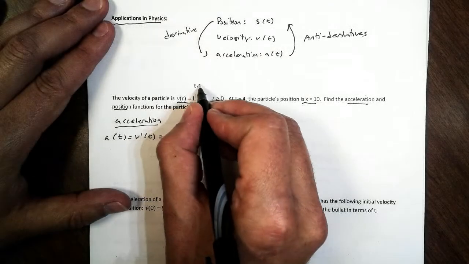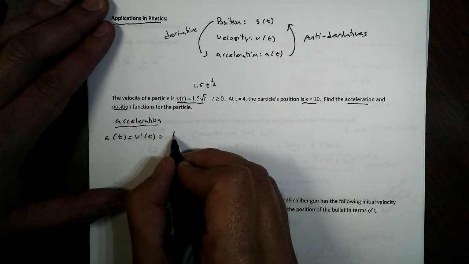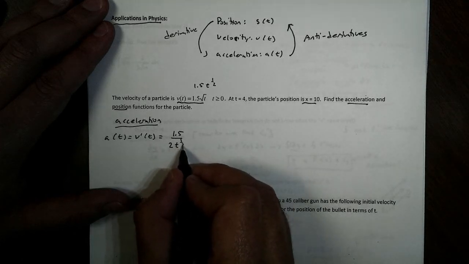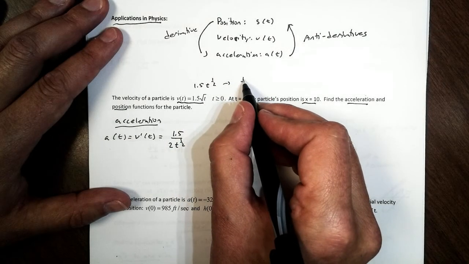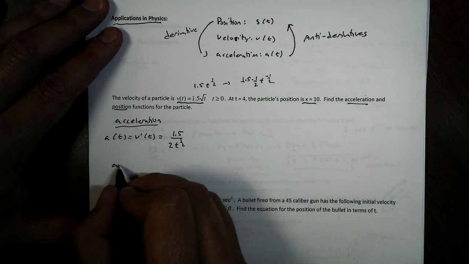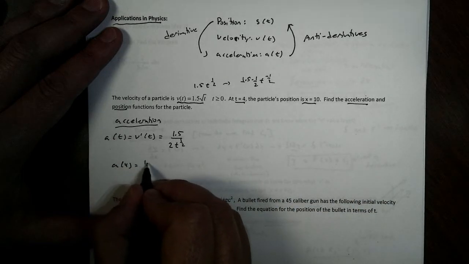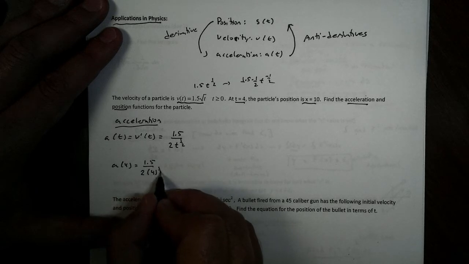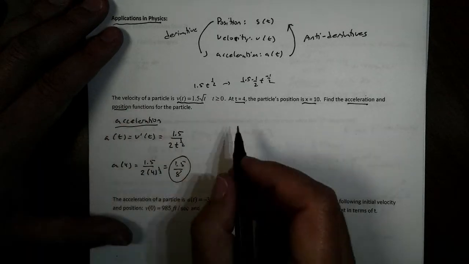And I can do this. This is just 1.5 t to the 1/2. This becomes 1.5 over 2 t to the negative 1/2. Remember, if I take the derivative, I get 1.5 times 1/2 t to the negative half. You can verify that. And then to find the acceleration at 4, I just plug it in. 1.5 over 2 times 4 to the 1/2, which is just 1.5 over 8. Now, they didn't give us any units, so I'm not going to worry about units there.